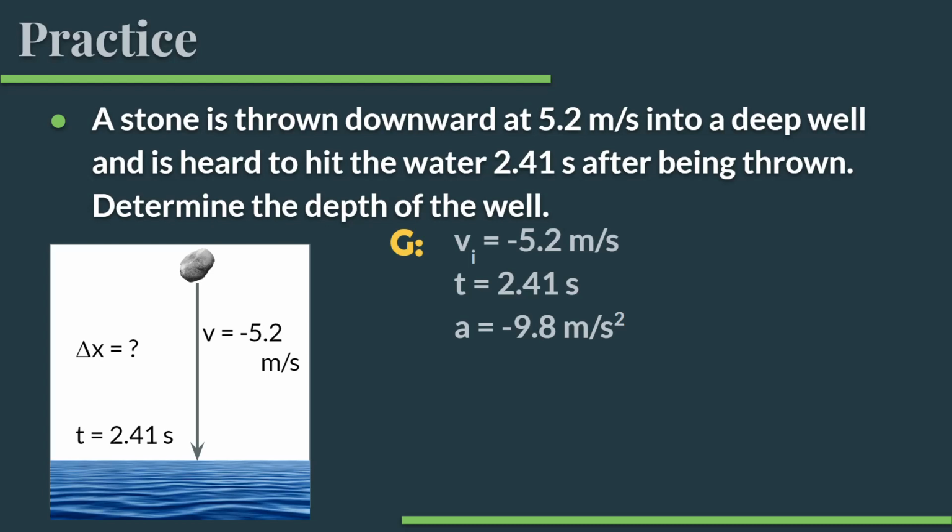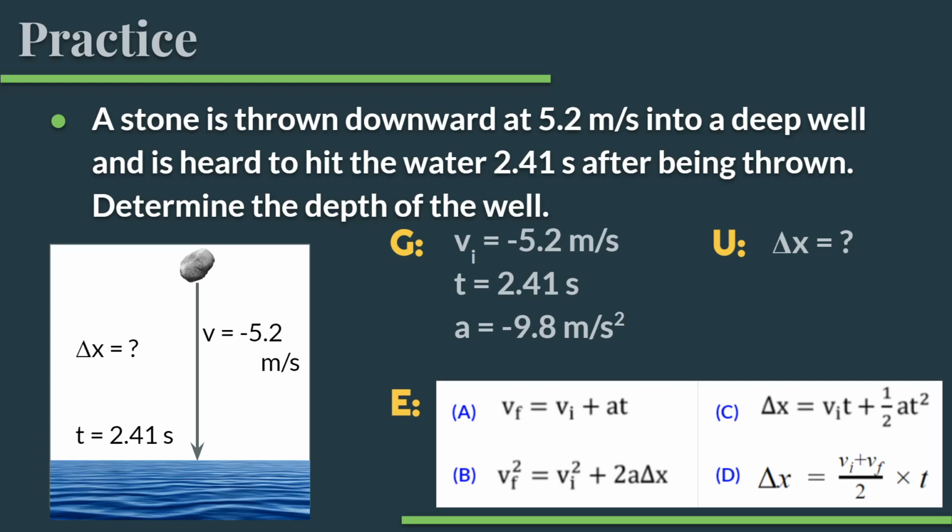And so now if we want to determine the depth of the well, our unknown is delta x, and now we have enough information to do it. We have VI, T, and A, and we're looking for delta x. The equation we're going to want to use is equation C, because there's delta x, I can solve for it. Here's VI, T, A, and T.